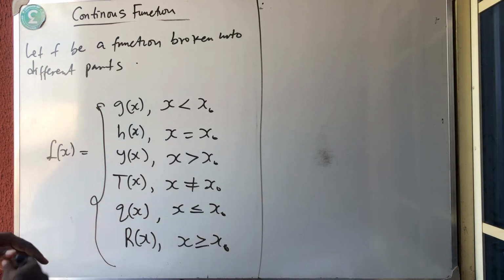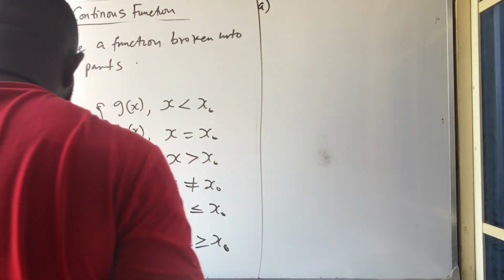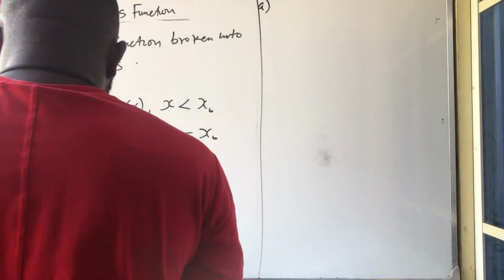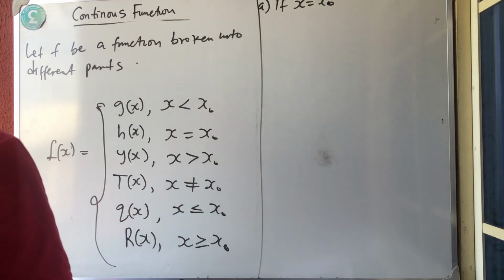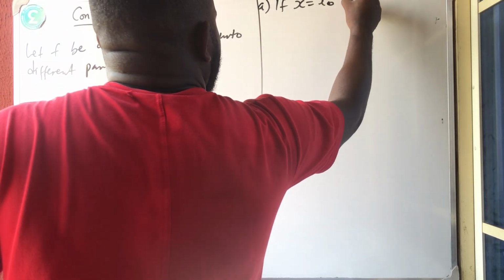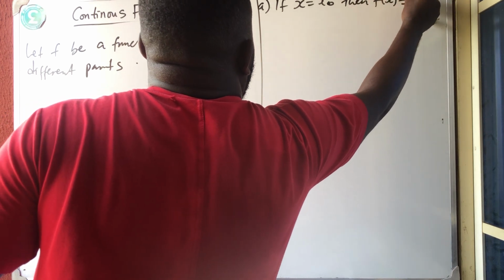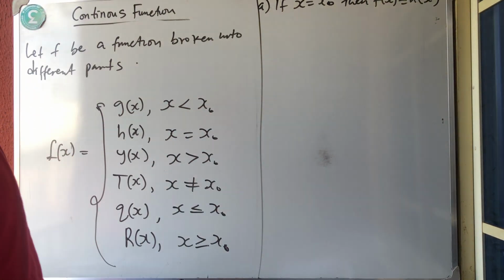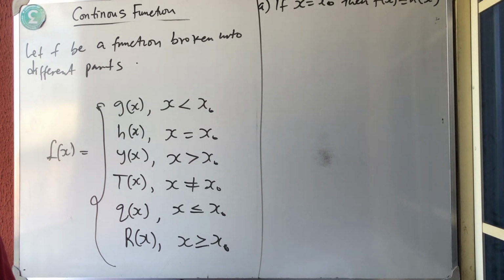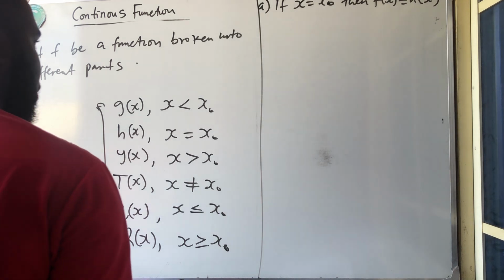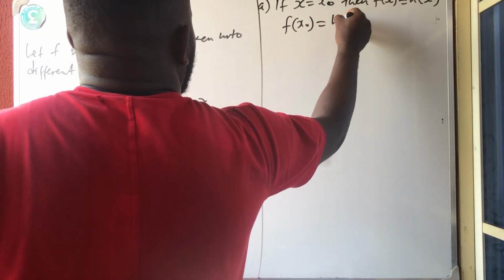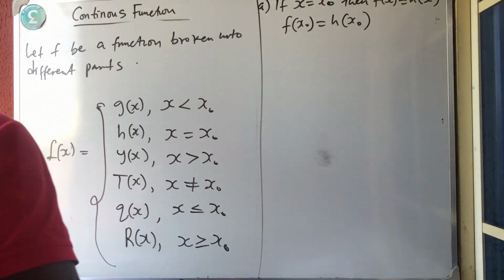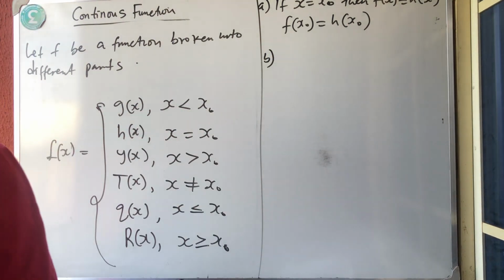Now for a, the first one, it said if x is equal to x naught, then f of x is equal to what? H of x, right? Is equal to h of x. To verify the definition, we obtain that f of x naught should be equal to this. Okay, for it to be continuous, we now say that f of x naught should be equal to what? H of x naught. Okay, number 2, that is when they are equal.